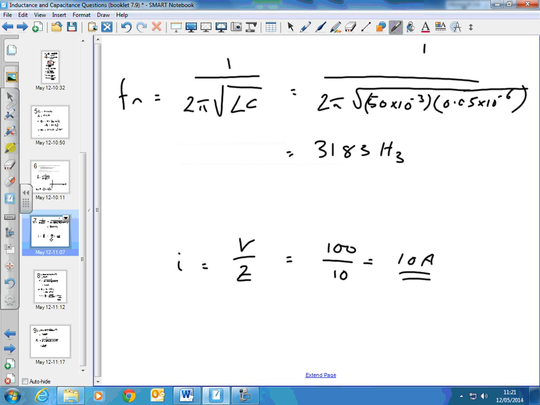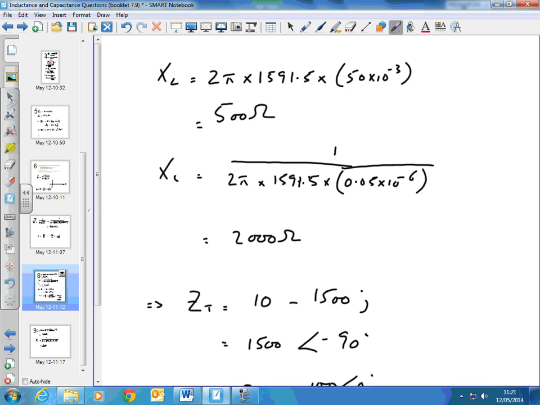Okay, first step, find the natural frequency or the resonant frequency. So plugging the values in, 50 millihenries and 0.05 microfarads gives us this as the natural frequency. For part B, using Ohm's law, the current just turns out to be 10 amps.